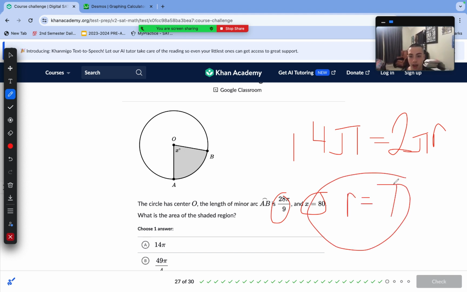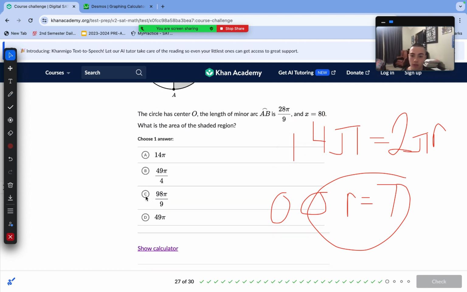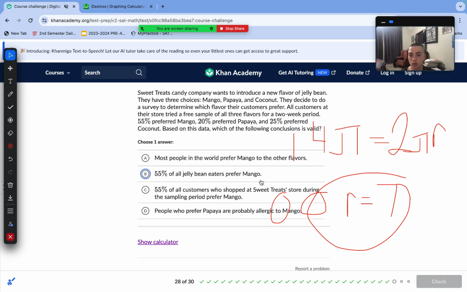So now we can find the area of the circle and then the area of the shaded region. So the area of the circle is pi r squared, so that's just 49 pi. Now we're going to multiply 49 pi by 80 over 360. So 49 times 80 divided by 360 is equal to 10.888, which is approximately equivalent to answer choice C here, because 98 divided by 9 is 10.888. Okay, on to our next question.